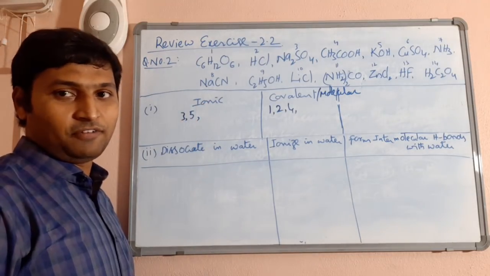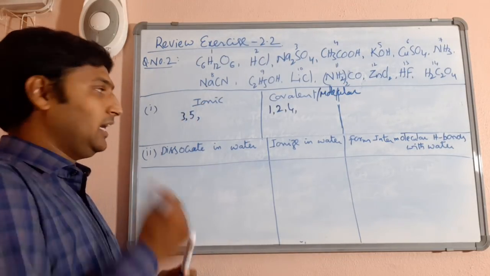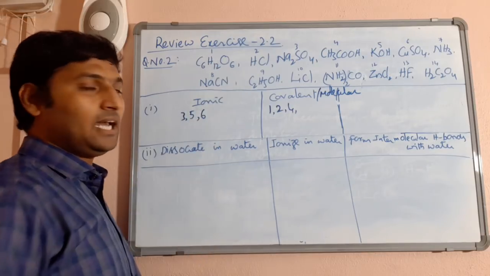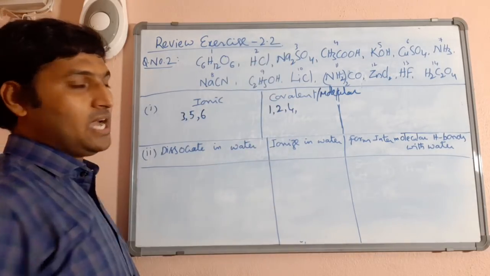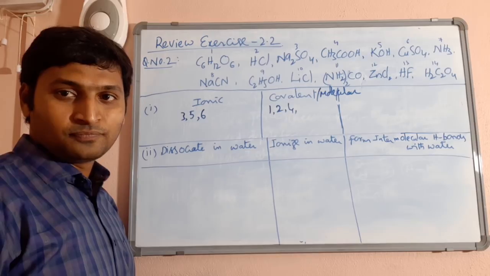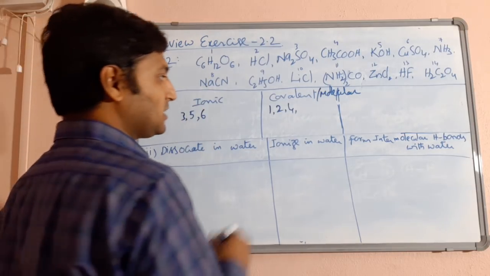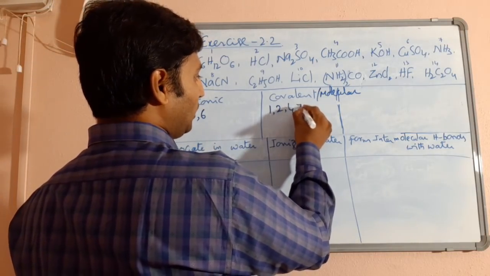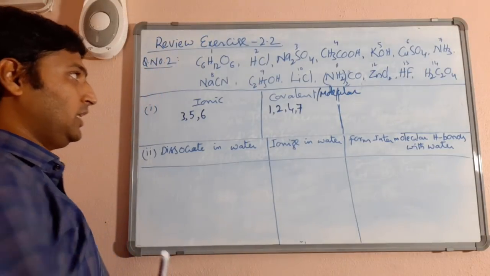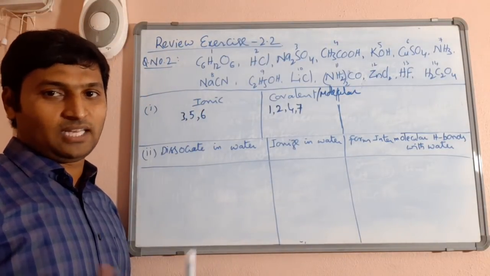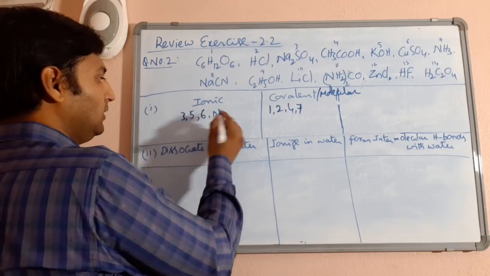Number 6, copper sulfate. Metal copper is there. It must come here only. Copper cation, sulfate anion. Ammonia, nitrogen and hydrogen both are non-metals. So ammonia must be a covalent compound or a molecular substance. So 7 I should put here. Moving on to 8. There is a metal. So obviously I should put here.